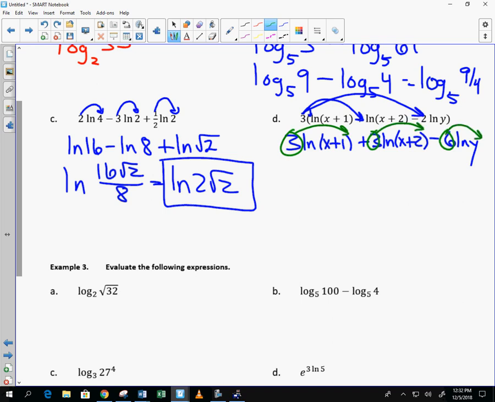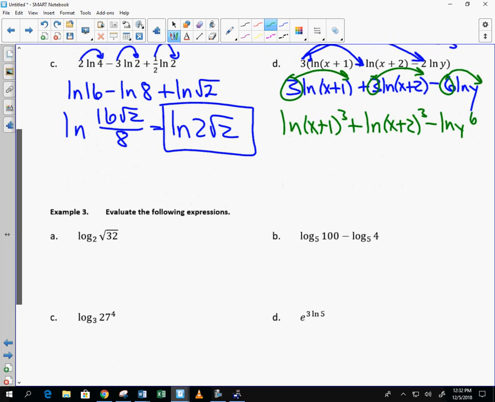So we have the natural log of x plus 1 to the 3rd plus the natural log of x plus 2 to the 3rd minus the natural log of y to the 6th. Since these are positive, they'll be in the numerator. Since this is negative, it will be in the denominator. Natural log of x plus 1 to the 3rd times x plus 2 to the 3rd over y to the 6th.